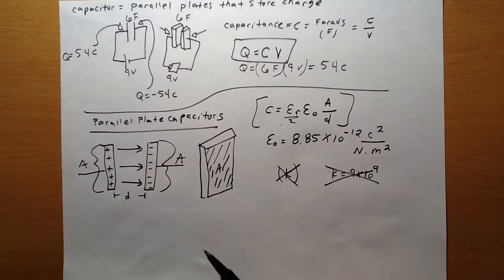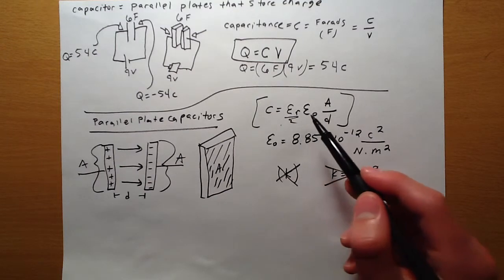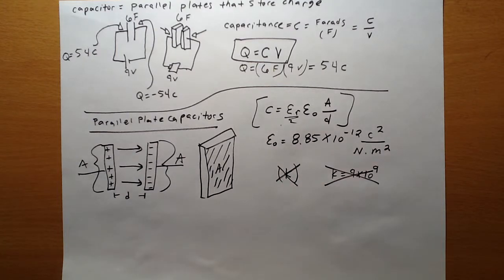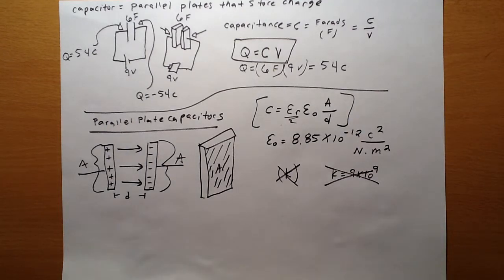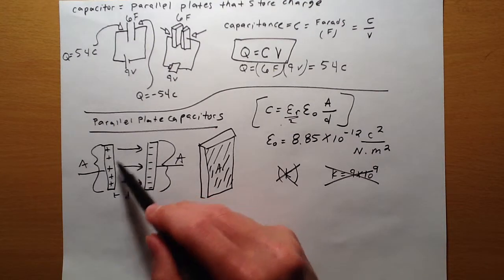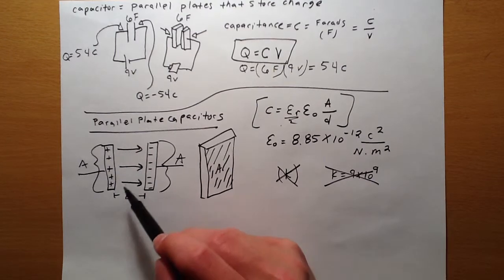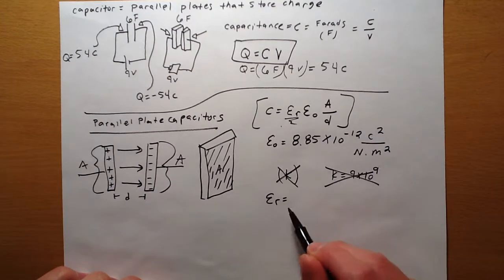So, if given all these parameters, if given area and distance, you know these two are constants, and you can solve for capacitance. The dielectric constant is dependent on what's inside the capacitor. In this example, we're assuming that inside the capacitor is air or a vacuum, and that means that epsilon R, which is the dielectric constant, is equal to 1.